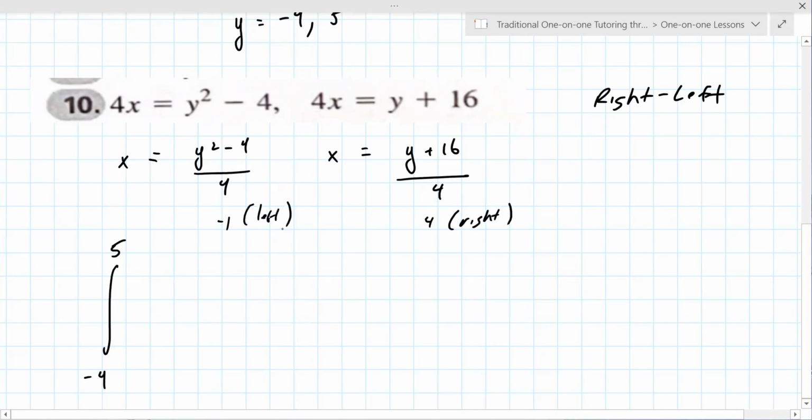So it's y plus 16 over 4 squared, right? This is not one of those. It's just finding the area between, not a volume. Or are those like the washer and disk ones that you square? Yes, but not here. Minus y squared minus 4 over 4 dy.